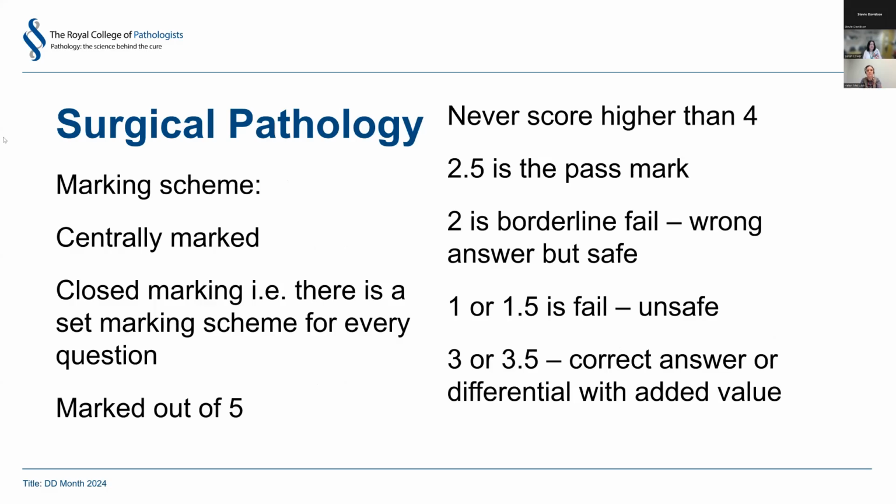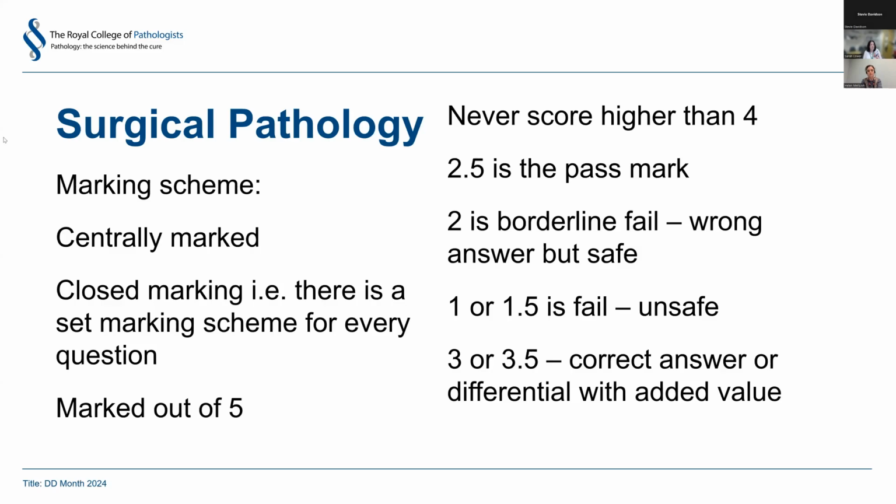The marking scheme is set out on the right-hand side of this slide. 2.5 being the pass mark. Even though it's marked out of 5 for each question, there's no score higher than 4. 2 is a borderline fail. That means you've given us the wrong answer, not the actual diagnosis, but it's safe. It wouldn't harm the patient.